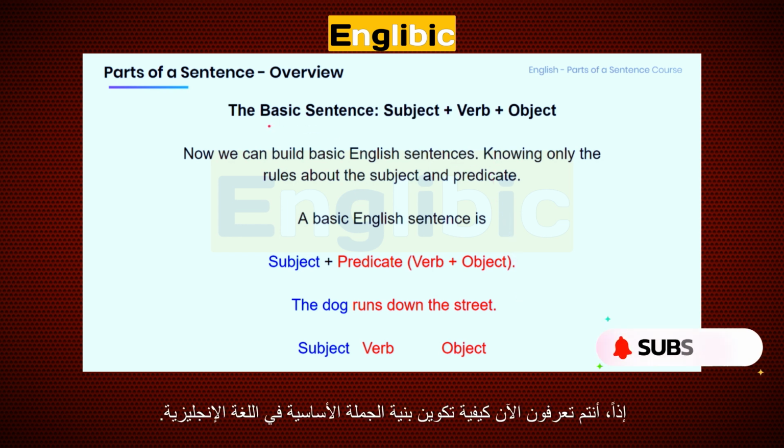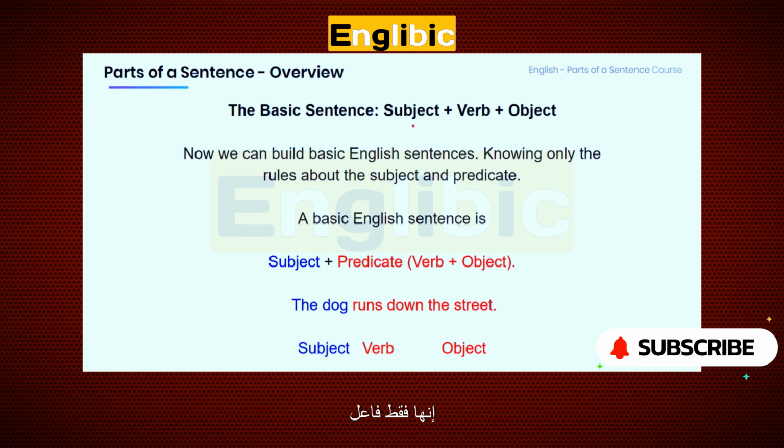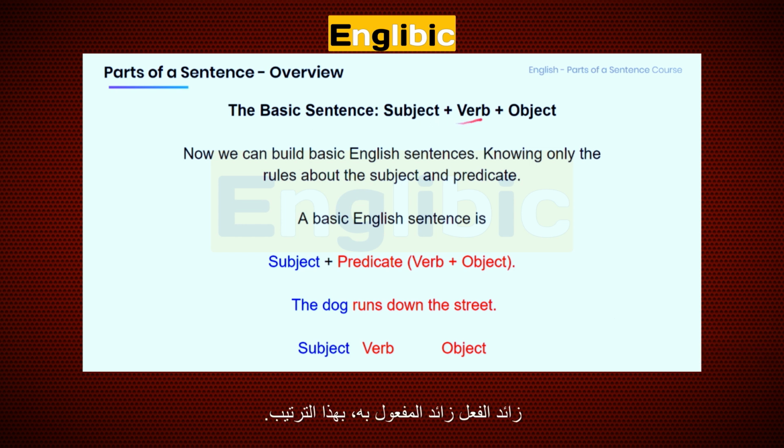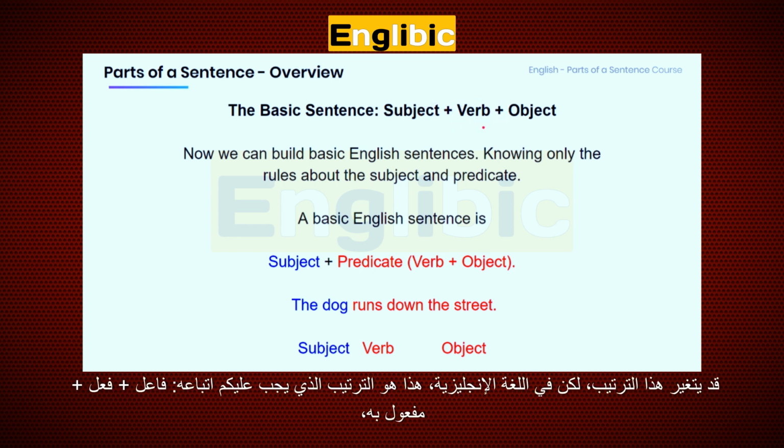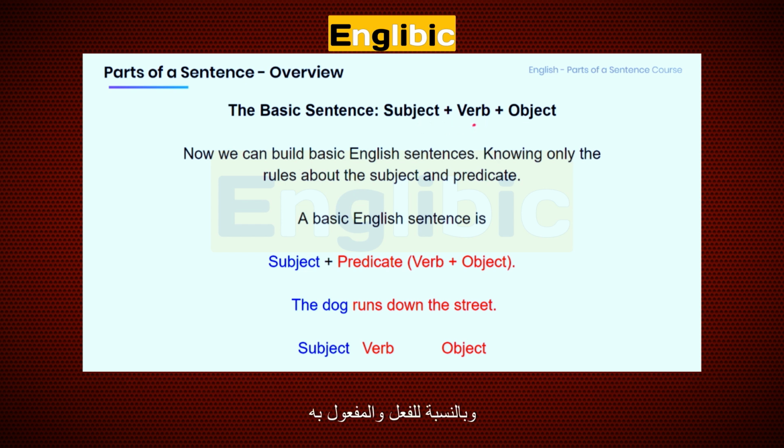So now you know how to make the basic sentence structure in English. It is just subject plus the verb plus the object in this order. Other languages will move this order around, but in English, this is the order you should follow. Subject, verb, object. Okay, where verb and object we call the predicate.